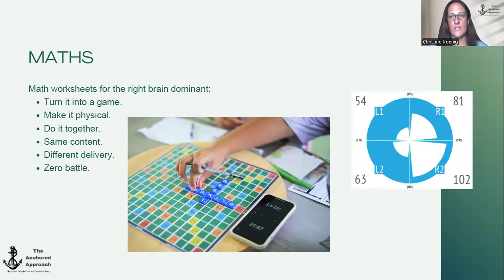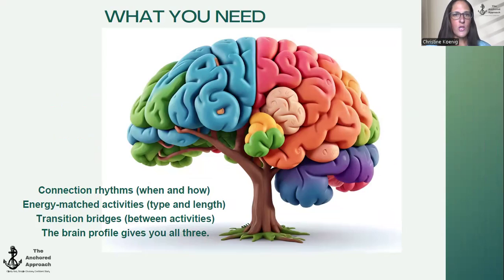Okay, so if we look at an example here, if we look at maths, turn the maths worksheet for the right brain dominance into a game. Make it physical and do it together. It's the same content, you're delivering it in a different way, and there is less battle and more retention. So the child will retain the information, there'll be less anxiety when it comes to learning maths, and there'll be flow. Okay, so what you need: connection rhythms, when and how, energy matched activities, transition bridges between activities, and the brain profile is what will give you all three that you need.